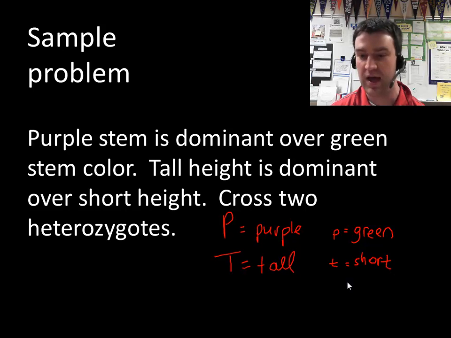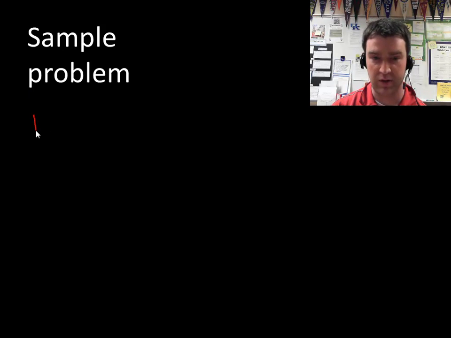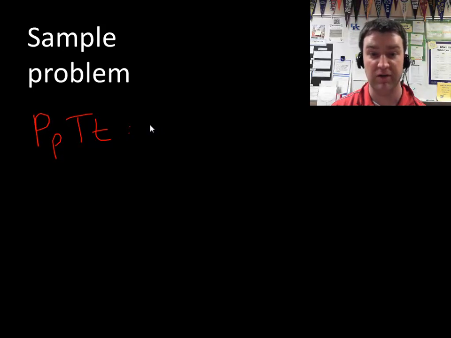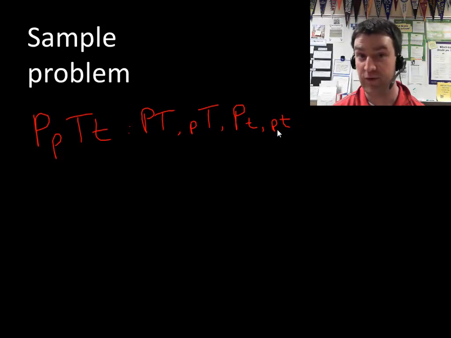And I'm crossing 2 heterozygotes, so they are assumed heterozygous for both traits. So maybe big P, little p, big T, little t would be both parents. So if we were to think about the cross there, if they are both doubly heterozygous, then that means their gametes could be all 4 different gametes: big P, big T, little p, big T, big P, little t, little p, little t. So I need to make a 4x4 Punnett square here. So I'm going to write those 4 gametes on the top and on the sides.